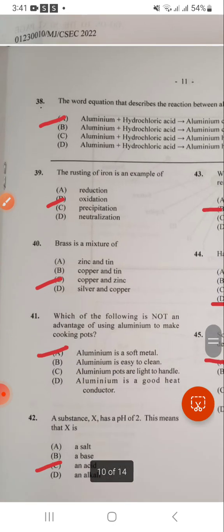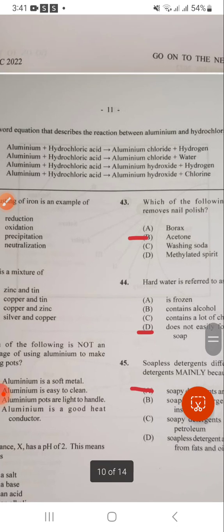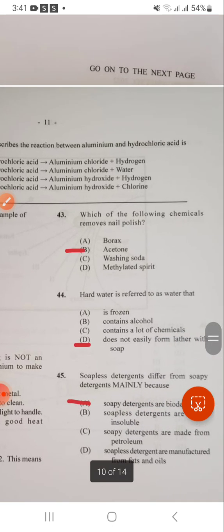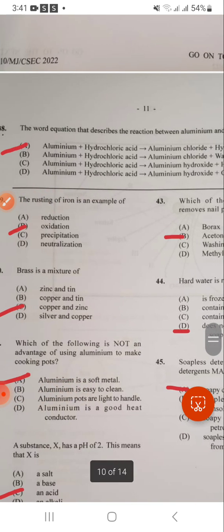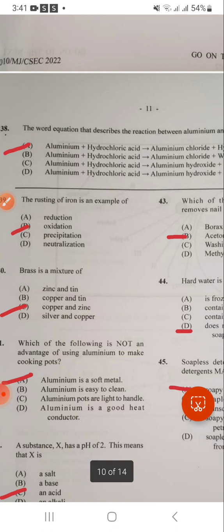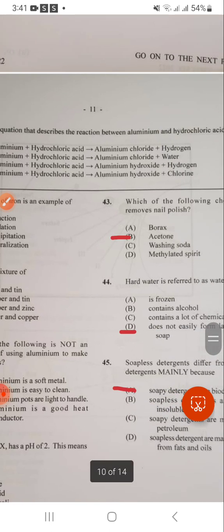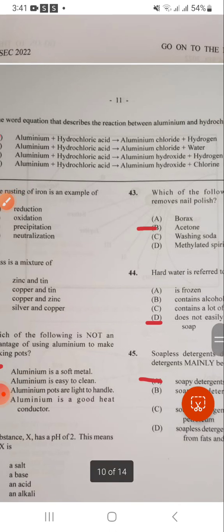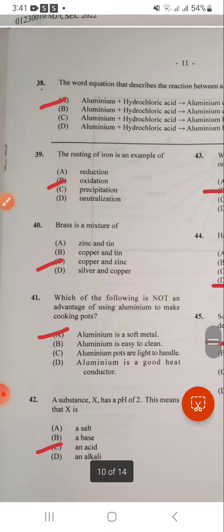Question number 38. The word equation that describes the reaction between aluminum and hydrochloric acid is A. Aluminum plus hydrochloric acid produces aluminum chloride and hydrogen. Question number 39. The rusting of iron is an example of an oxidation reaction.